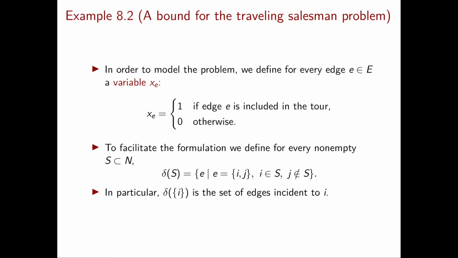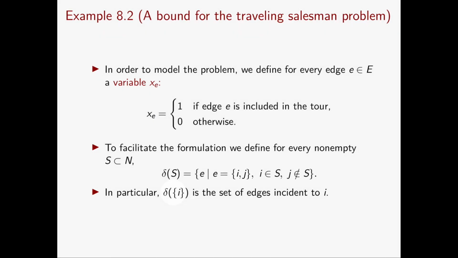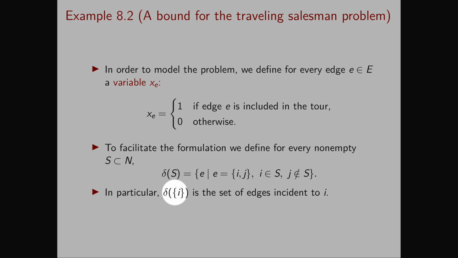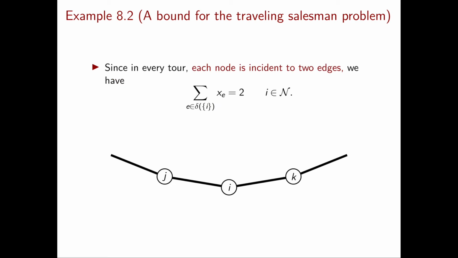How can we formulate this problem as an integer programming problem? We introduce a variable x_e for every edge. x_e will be equal to 1 if the edge e is included in the tour, and it is equal to 0 otherwise. To write down the formulation in a nice way, we define delta of S for every subset S of nodes. Delta of S is the set of edges that have one node in S and one node not in S. In particular, this means that delta of a set containing only one node is the set of edges incident to that node.